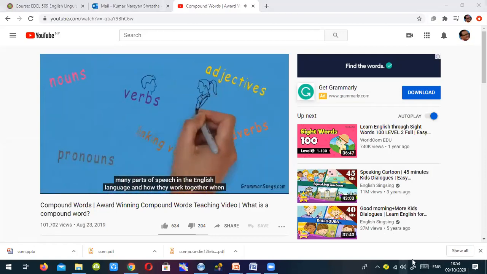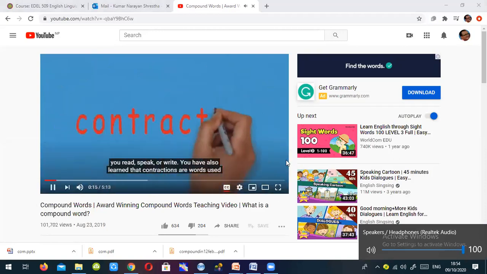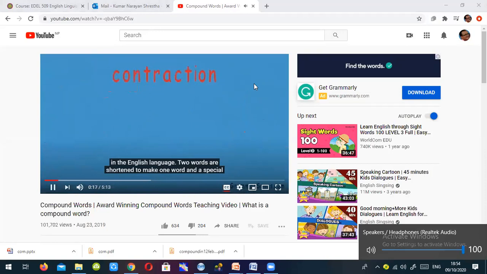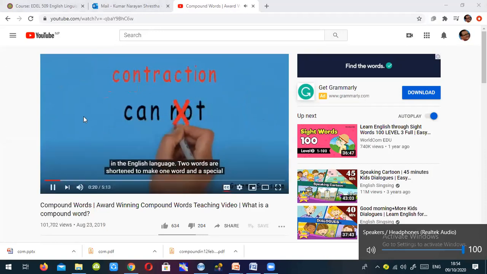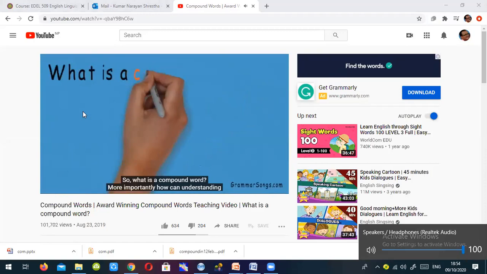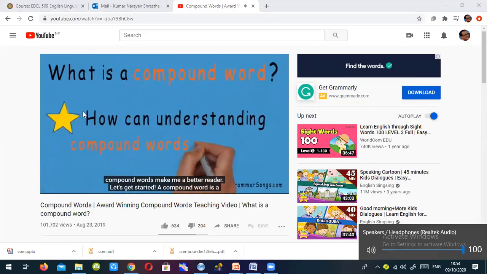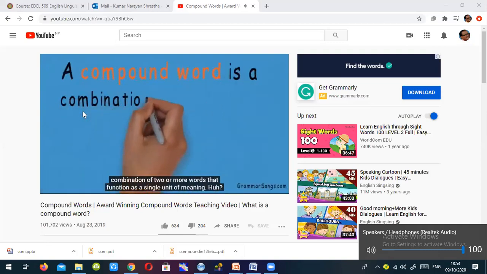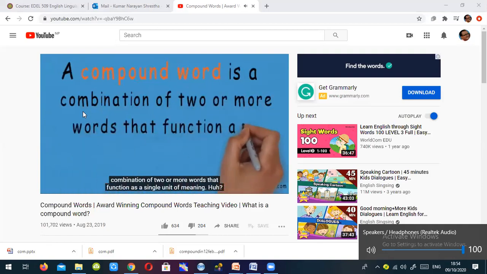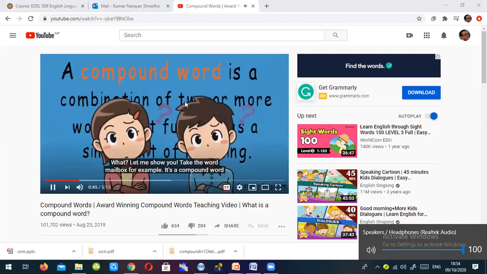You have learned about many parts of speech in the English language and how they work together when you read, speak, or write. You have also learned that contractions are words used in the English language. Two words are shortened to make one word, and a special mark called an apostrophe stands in place of the missing letter or letters. So what is a compound word? More importantly, how can understanding compound words make me a better reader? Let's get started. A compound word is a combination of two or more words that function as a single unit of meaning. Huh? What? Let me show you.